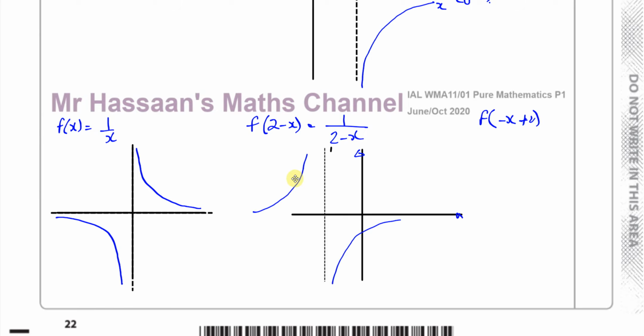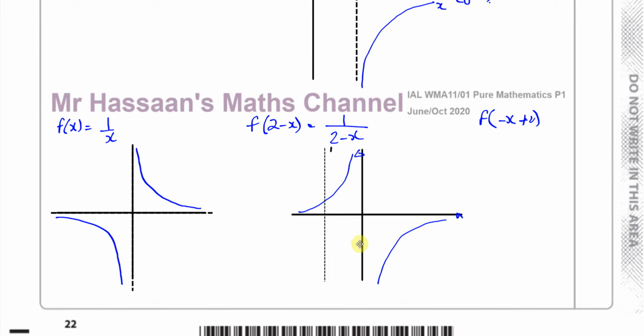So you might think it has to go over here, and in that case minus a half would be the y-intercept, and x equals minus 2 would be the vertical asymptote. But you can see x equals minus 2 is not the vertical asymptote, because if you put minus 2 in here, you get 1 over 4. It's not undefined.